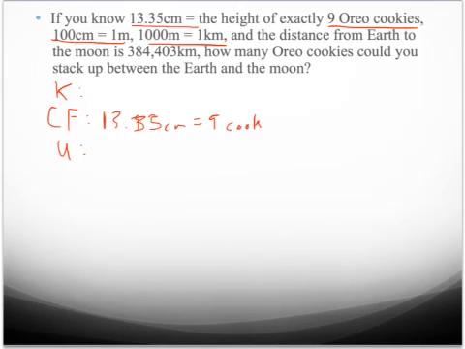And so your known, the thing that's not equal to anything else, is 384,403 kilometers. That's the distance from the Earth to the moon. That's what your known is. And your unknown is you're trying to find out how many Oreo cookies you could stack up between the Earth and the moon. So I'm going to put question mark number of cookies.